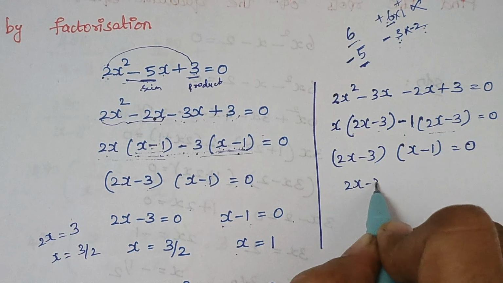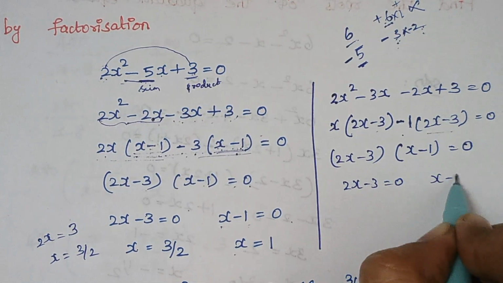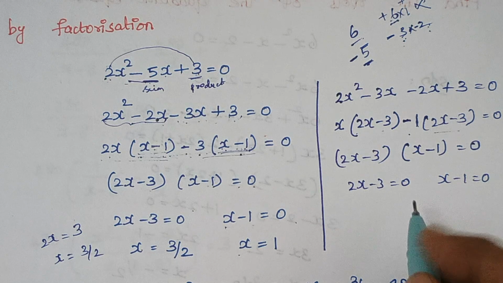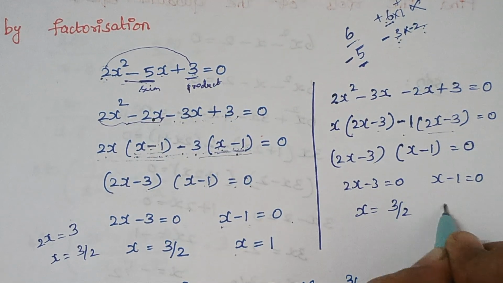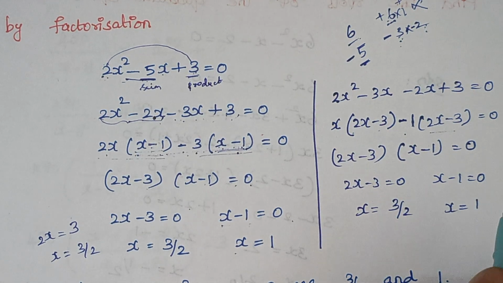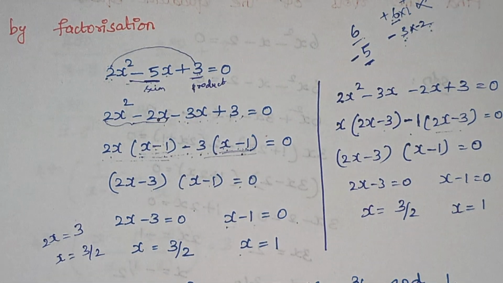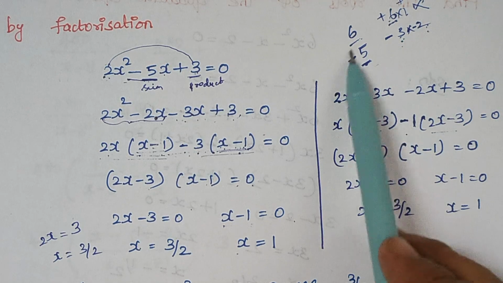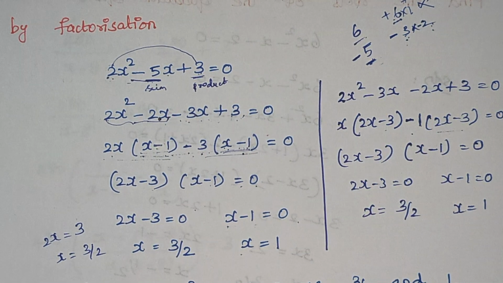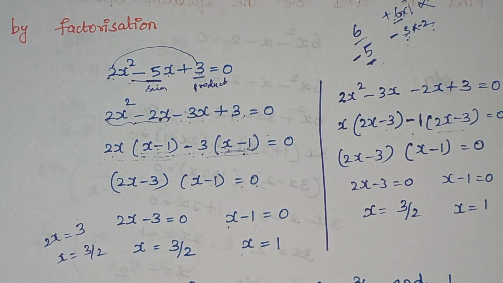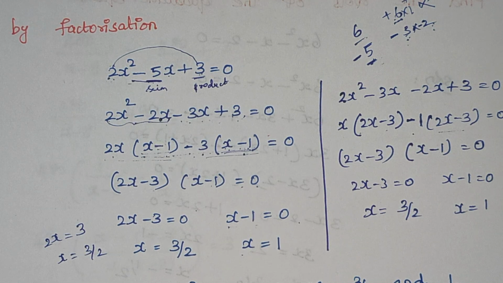So 2x minus 3 is equal to 0 and x minus 1 is equal to 0. So again when you equate, the value of x will be 3 by 2 and here the value of x will be equal to 1. Right. So once you have calculated the factors, you can write it in any way. It doesn't make any difference. Anyway, the final answer is going to be the same.